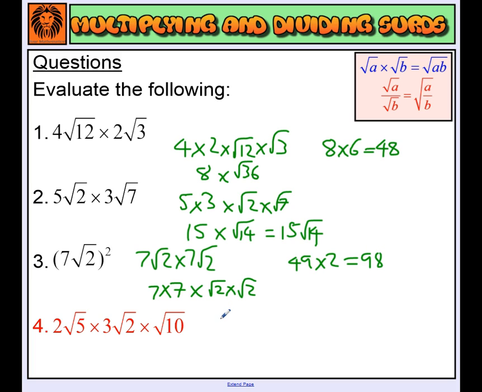For the challenge question, we need to group together all the whole numbers, the integers, so that's 2 times 3, and group together all the surds, so that's root 5 multiplied by root 2 multiplied by root 10. You know that 2 times 3 is 6. Now 5 times 2 is 10, 10 times 10 is 100, so this is root 100. You can simplify root 100 to equal 10, so this is 6 times 10, which equals 60.